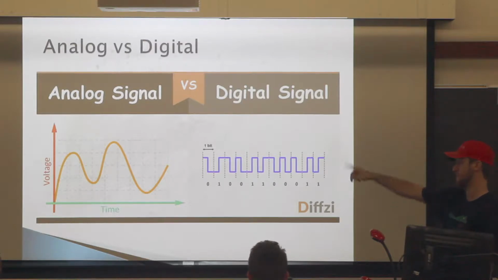So you have an analog signal. It's kind of going all over the place, it's smooth. Whereas a digital signal, it's just 1s or 0s, on or off. That's it.